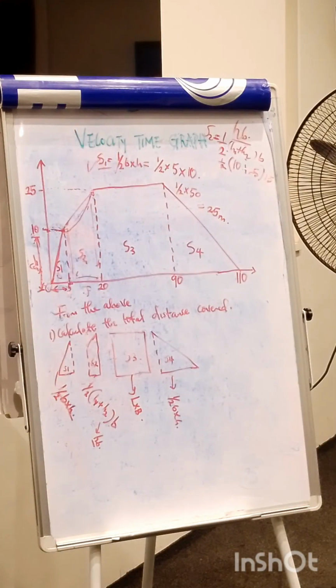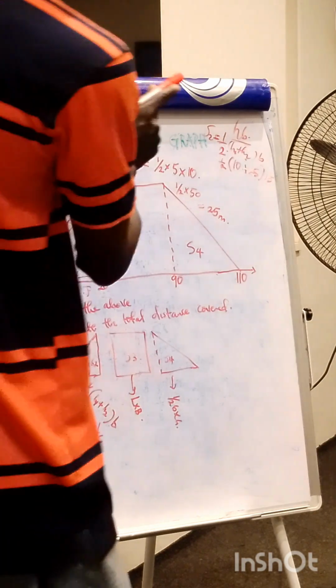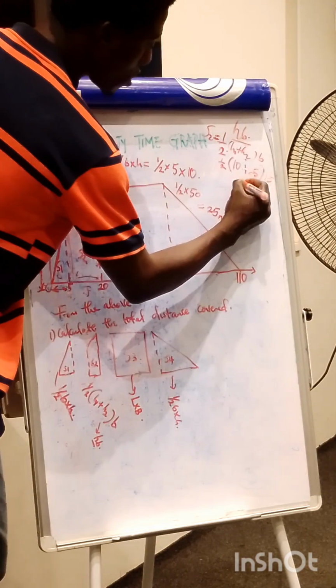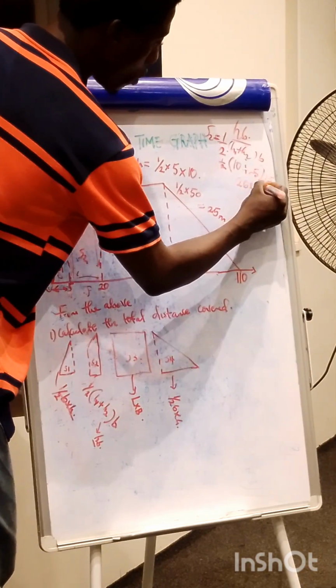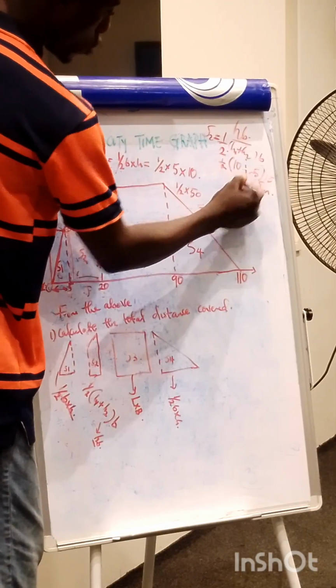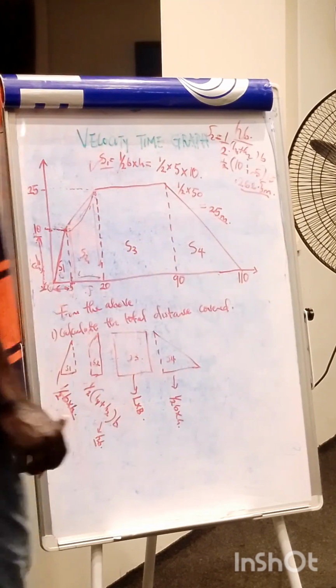Now begin to solve. Press your calculator. You should press your 10 plus 25, then that's your 35, then multiply it by 15, then divide by 2, and get your answer. I think that should give you 262.5 meters. So we have gotten for section 2 like that. So don't forget, this is section 1, this is section 2.